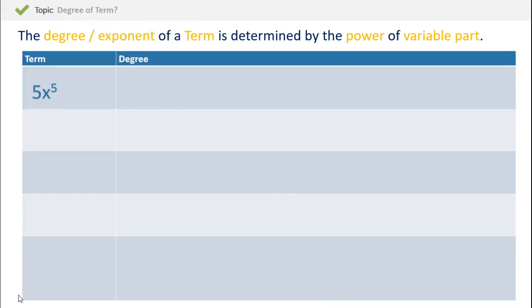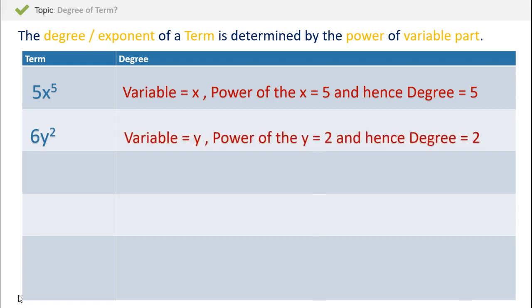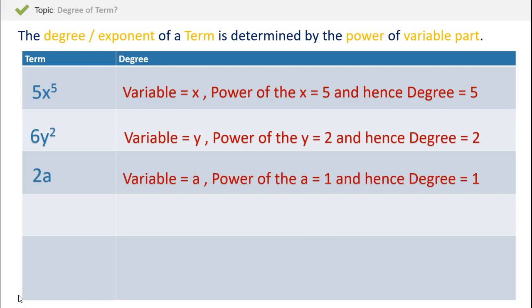Here are some examples. 5x to the power 5. Here, what is my variable part? X. And what is the power of it? 5. And hence the degree is 5. 6y square. What is my variable part? Y. What is the power of y? 2. And hence the degree is 2. 2a. What is my variable here? A. What is the power of a? 1. And hence the degree is 1.